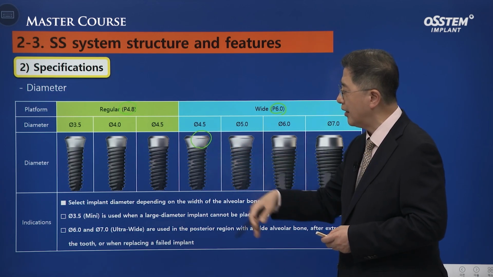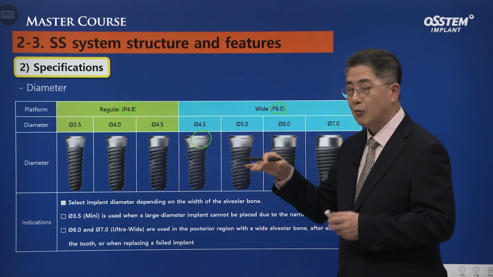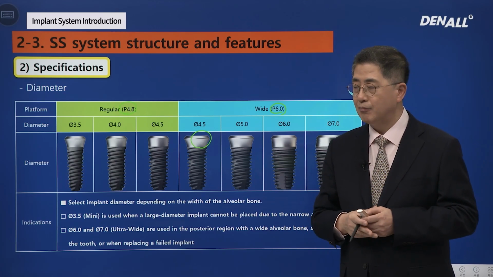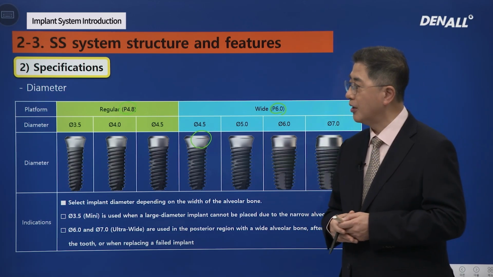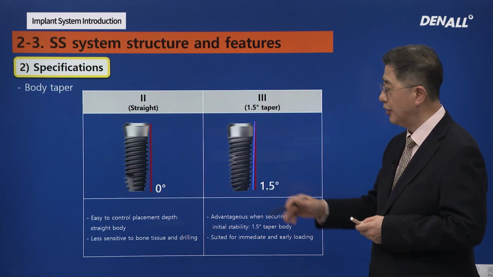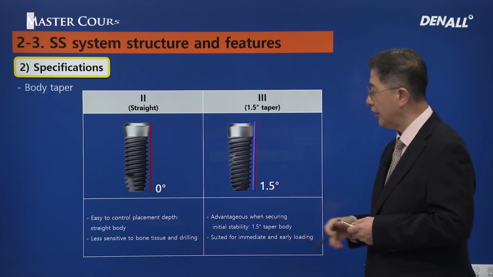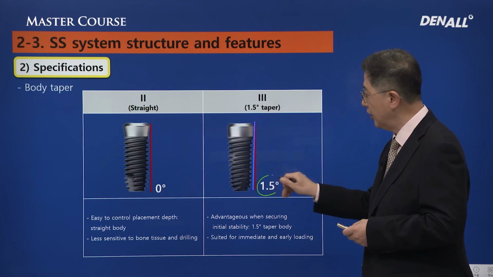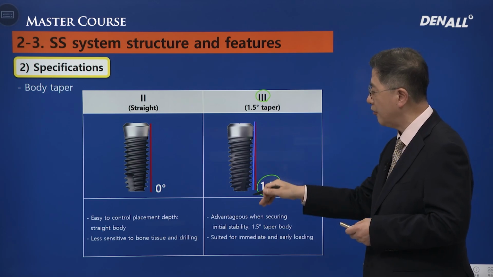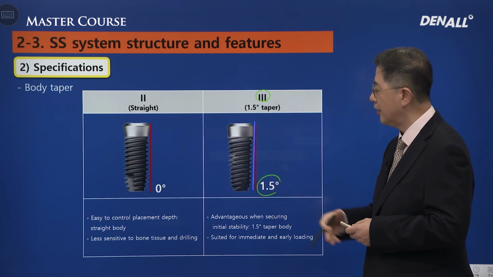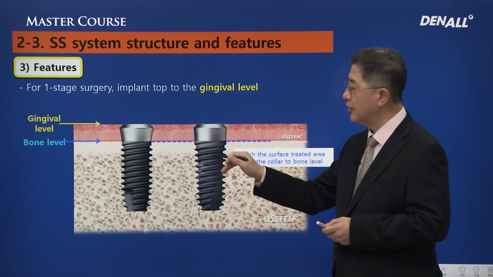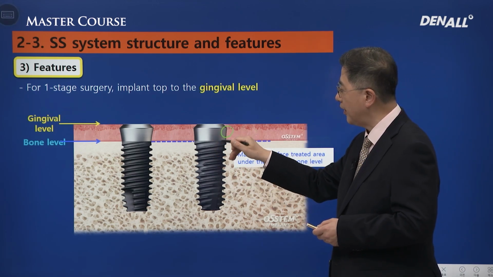And the macro design is the same as TS. The only difference is the neck area. Because it has a neck, it is referred to as a gingival level implant or tissue level implant. There is a straight and tapered option, as with the TS implant. The taper is just up to 3 degrees and there's no 4. It has the same look as TS3 with a 1.5 degree taper.